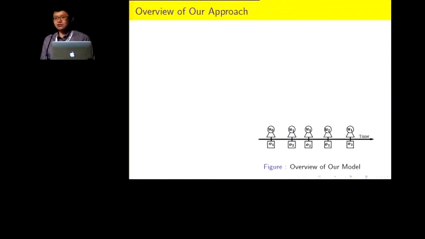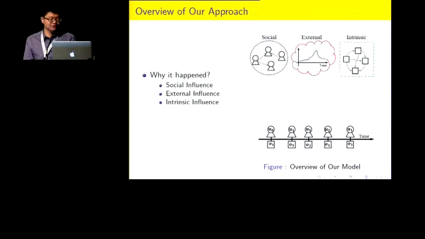In order to answer these two questions, first, why it happened, we distinguish three influence factors which can cause an event to happen in the social network. That is social influence, external influence, and intrinsic influence. These three factors provide a comprehensive mechanism to explain the happening of a social event.